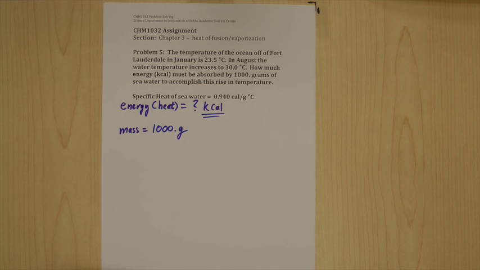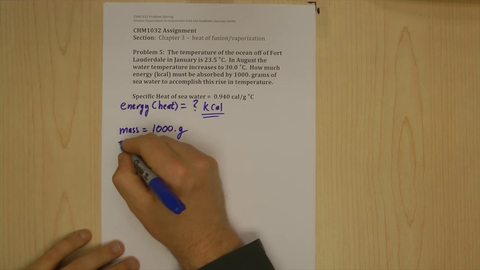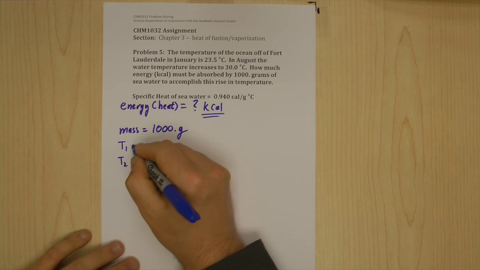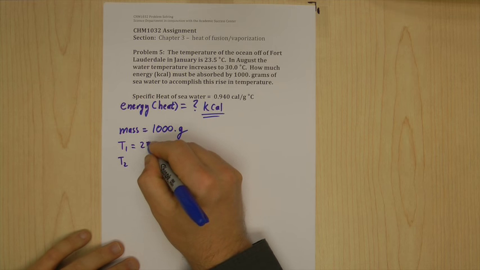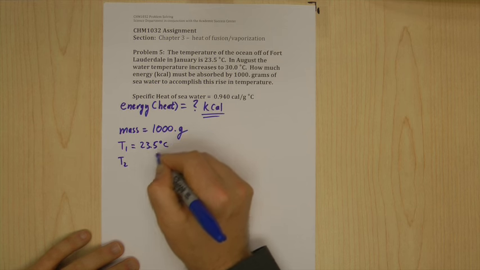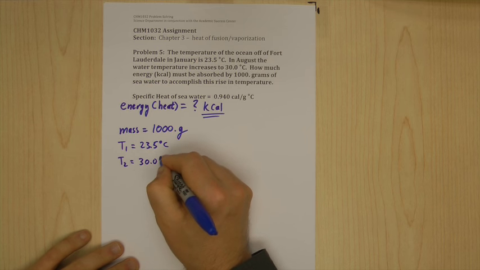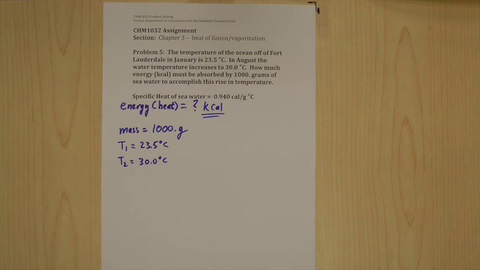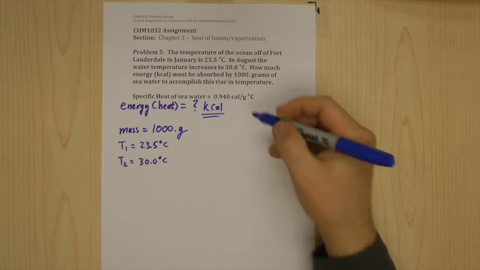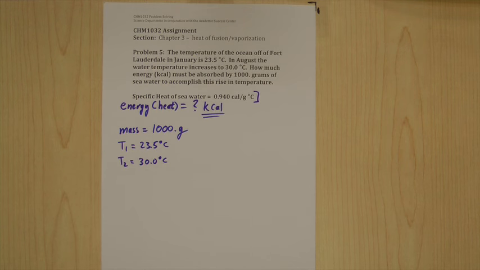Whew, man, this is tricky. Let's be careful. All right, so we have two temperatures. So let's just put T1 and T2. T1 is 23.5 degrees Celsius, and T2 is 30.0 degrees Celsius. All right, so we have a temperature increase from winter to summer. And we know the specific heat because it's given to us right there.